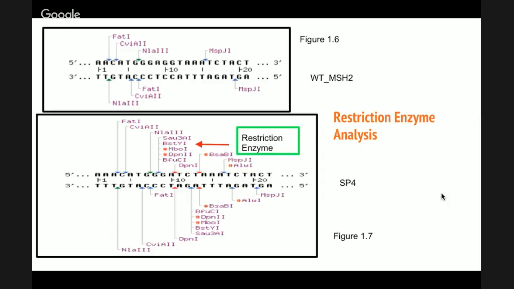And the results from that. And as you can see from these results, this is our restriction enzyme analysis. The whole purpose of this analysis was to determine which restriction enzyme would cut our particular mutant form of the MSH2. And as you can see, we have the wild type versus our mutant, which is SP4.